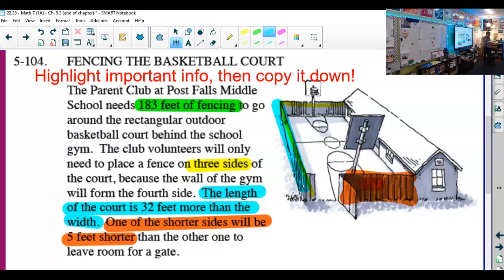So take a couple minutes with your partner. See if you can figure out how we would determine each side of the fence and use up all of the fencing. Because we want to make the biggest space we can because we want you guys to have a lot of space to play. So go ahead and try this out.